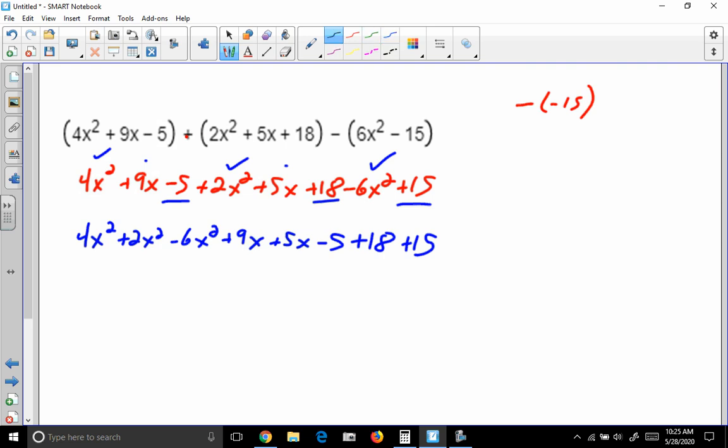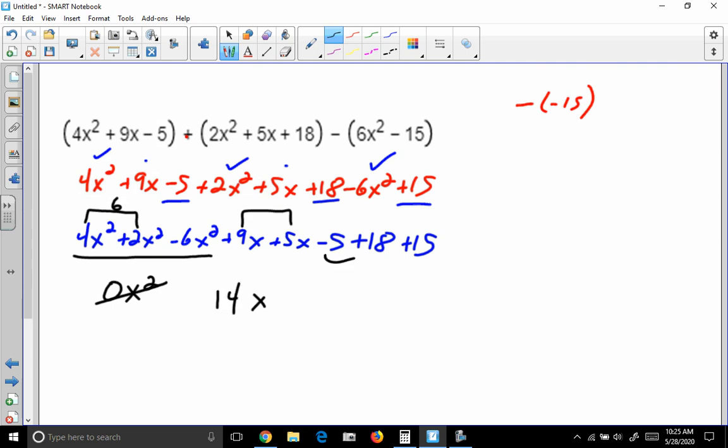So put these together. All the x squareds, we have 4 plus 2 is 6, and then we're taking away 6. 6 minus 6, well, we really have no x squareds. Well, no x squareds, that's just 0. We have 9x plus 5x. 9 plus 5 is 14, so that's how many x's.